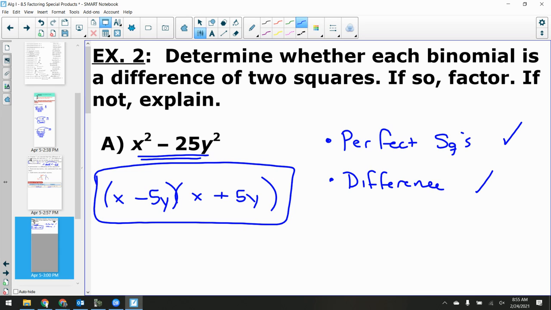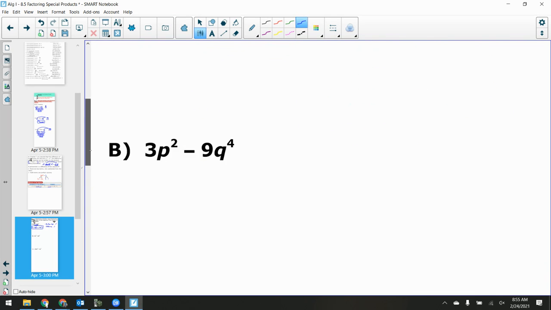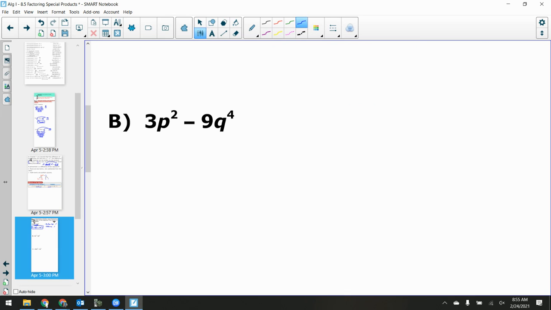So let's check the next one. Now let me ask you this. Is 3 a perfect square? No. Is 9 a perfect square? Yes. Okay, even though one is and one's not, it's not a difference of squares. But there is something that I can do. What should you always check first? If there is a GCF. Is there a GCF?